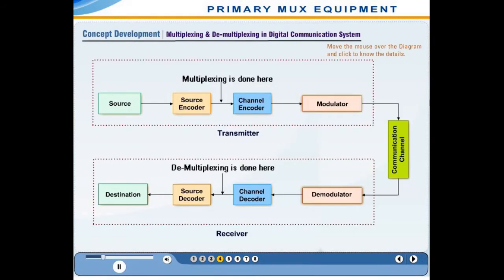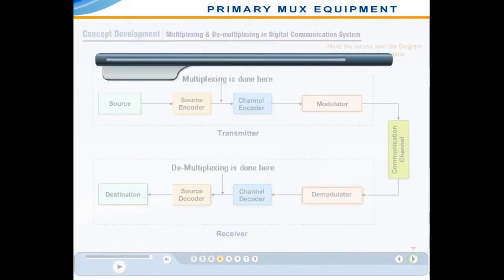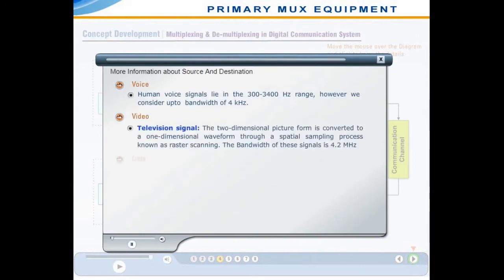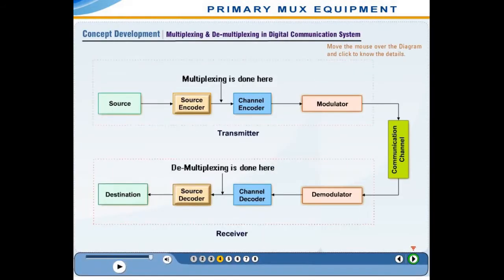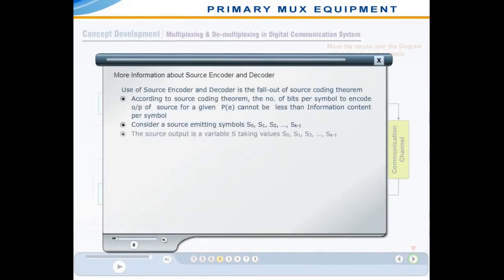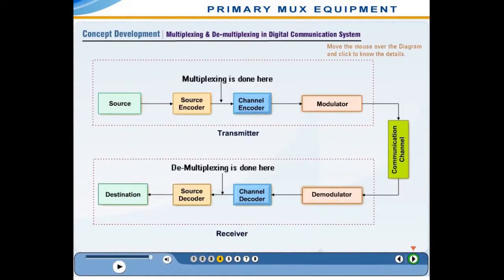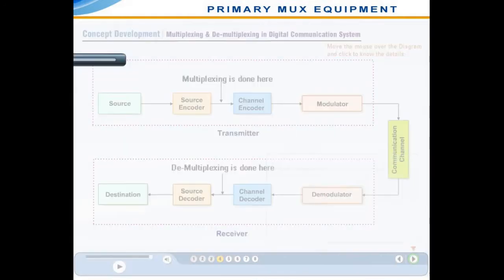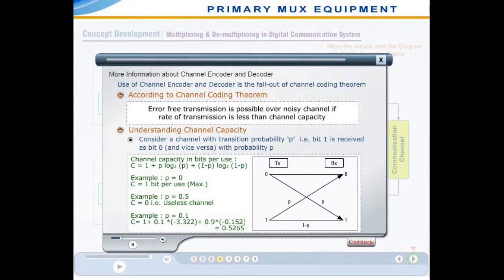Role of multiplexing and demultiplexing in digital communication system is shown on the screen. More information about source and destination. More information about source encoder and decoder. More information about channel encoder and decoder.